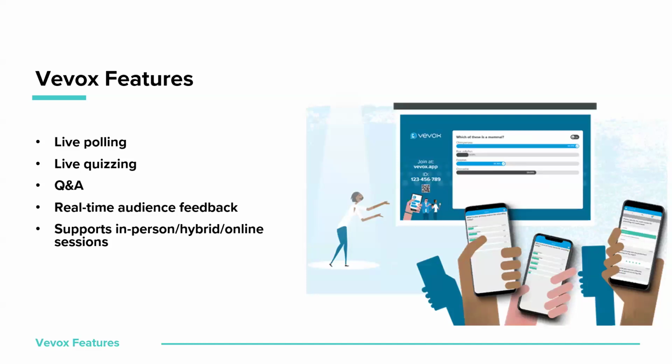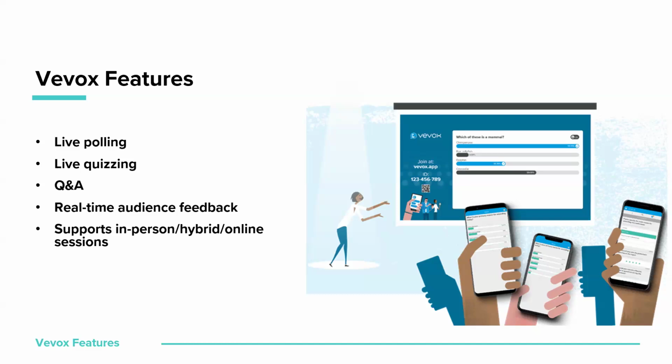Vevox supports in-person, hybrid, and online sessions. So if you're in person, you could have the Vevox display up on a screen in a room, and then people can join either by going to vevox.app and typing in an ID, or if they can scan the QR code as well, they can do that. And then they can join the session and answer polls or quizzes on their phone, or if they have a laptop, they can do that in the room as well.